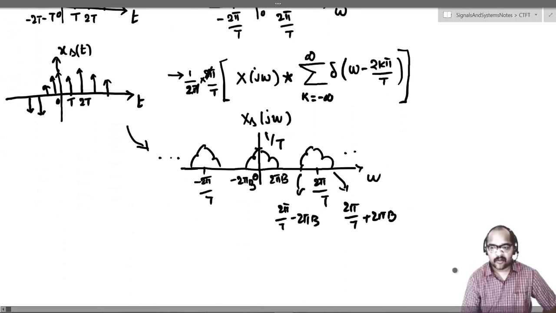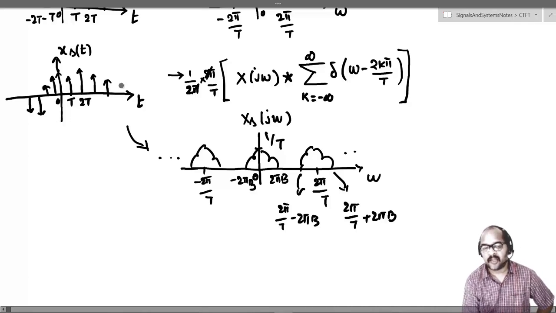Okay, so what is stored inside the computer? These samples are stored inside the computer. But what is the Fourier transform of these samples? The Fourier transform of those samples will look like this.